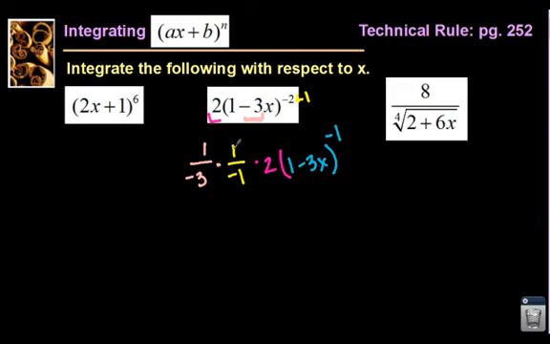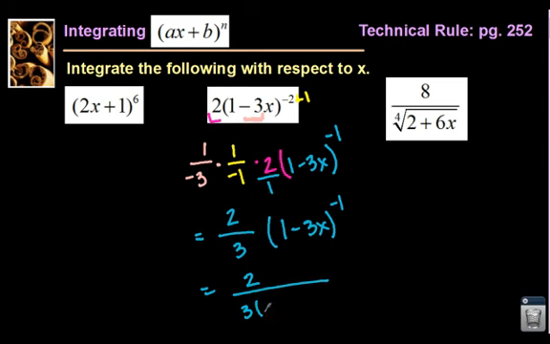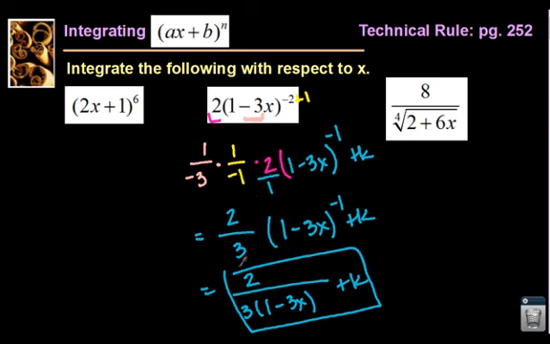Alright, so let's simplify. 1 times 1 times, this is really 2 over 1. 1 times 1 times 2 is 2. -3 times -1 is 3, times 1 is 3. So 1 minus 3x to the -1. Or we could say 2 divided by 3 times quantity 1 minus 3x, and these are the same. Oh, and you know what? I messed up. I should have added k here because this is an indefinite integral, so don't forget your k. So this is the integral of 2 times quantity 1 minus 3x raised to the -2 power.